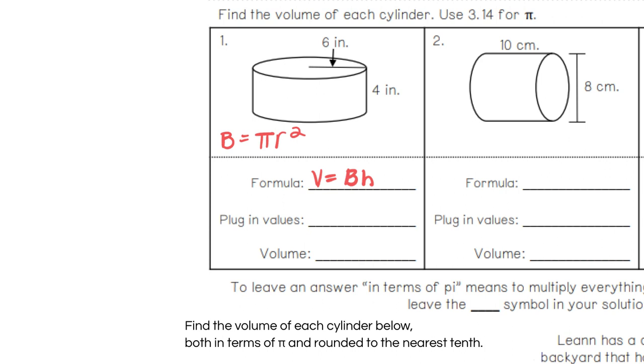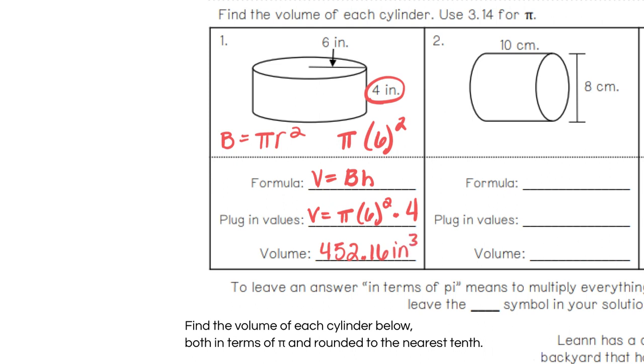So if I'm going to plug in my area of the base formula, I would plug in pi times 6 squared. So if I pull all of this together, volume equals pi times 6 squared times a height of 4. So this is our height. So this is, again, where Desmos would come into play. So the volume would be 452.16 inches cubed because it is three-dimensional.